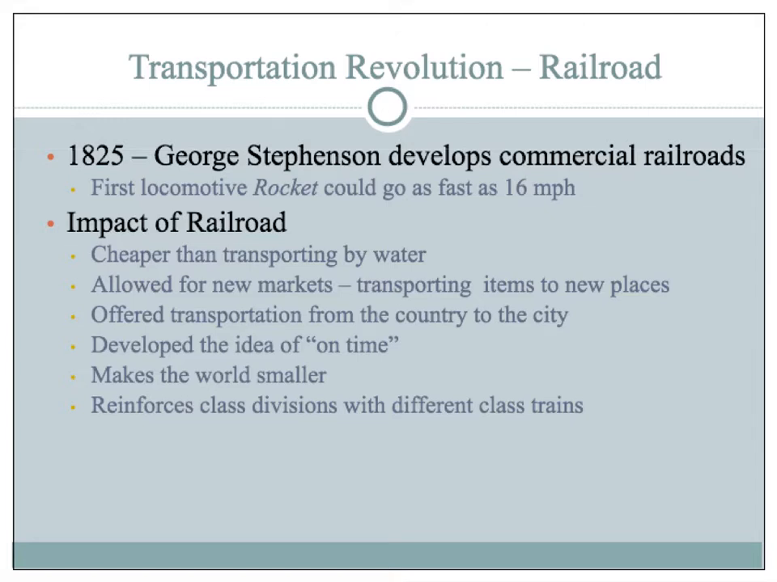It's cheaper than transporting by water. It allows for new markets. We can travel from place to place a lot easier. But I like this. It allows people of the country of rural areas to travel, to create new areas of space for themselves. We have people that now working in the city can live in the country. It does create that as well. And it makes the world smaller, this new invention, the railroad, the iron horse, as it's called. Big change, big things happening.